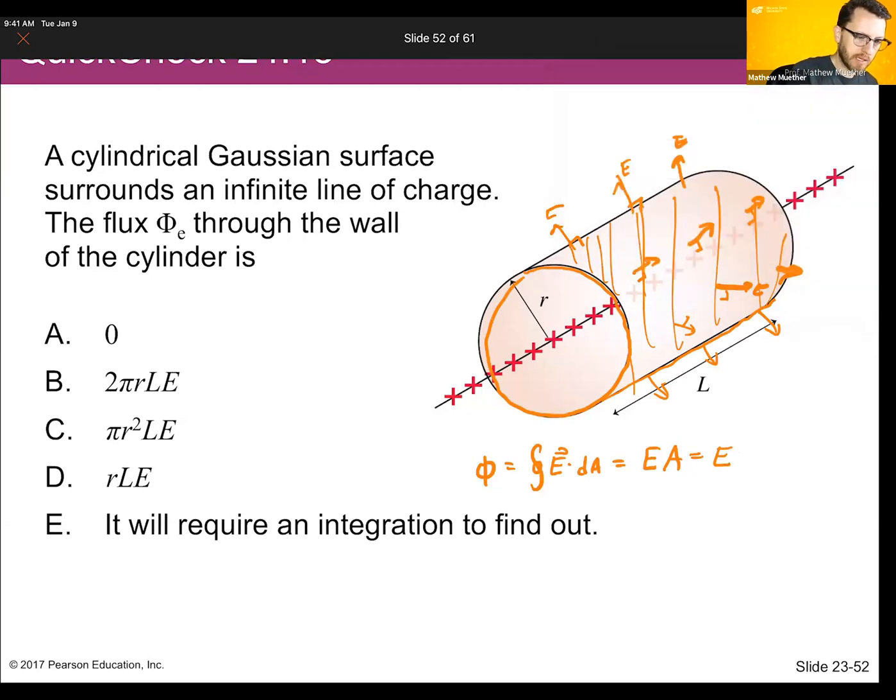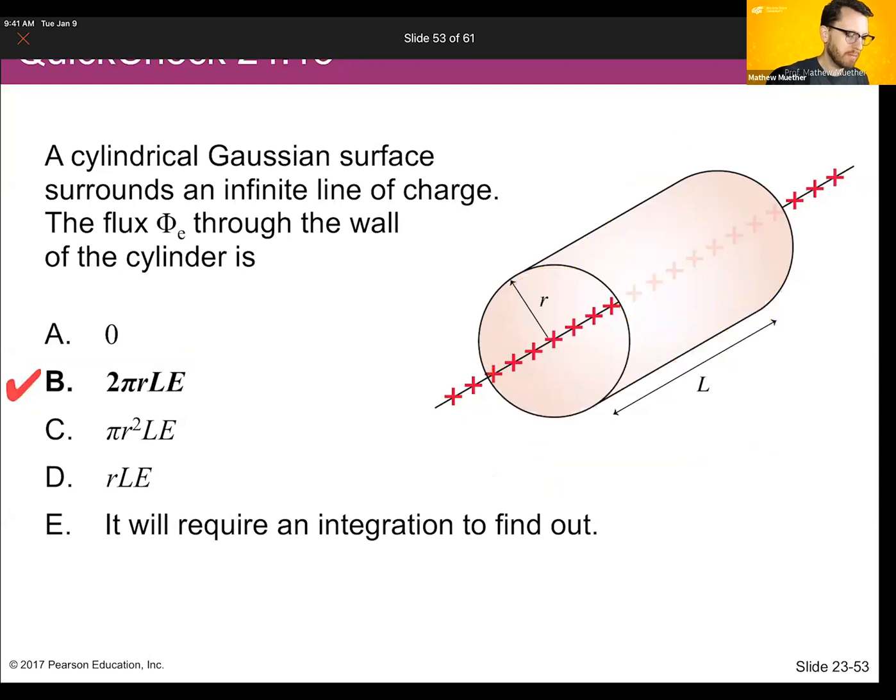So this has to be like E times the circumference times that length L. And what's the circumference? The circumference is going to be 2 pi r. So this has to be like E 2 pi r L. And now we can look for that answer over here, and we can see that that looks like B. Okay.